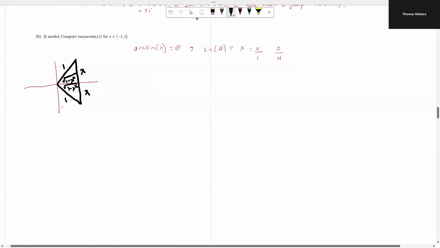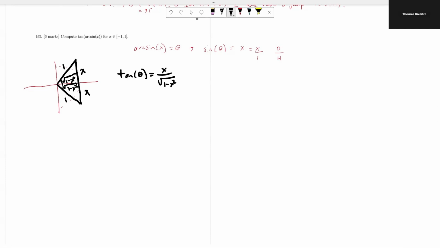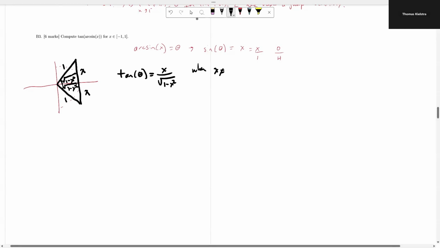Okay? And now if I take tan of these two triangles, in both cases, tan of theta will equal x over √1 minus x squared. So for both the upper triangle and the lower triangle, tan of theta will equal x over √1 minus x squared. And this is when x does not equal 1 or -1. Otherwise, tan of theta does not exist.